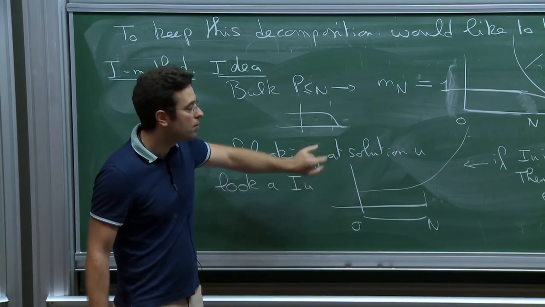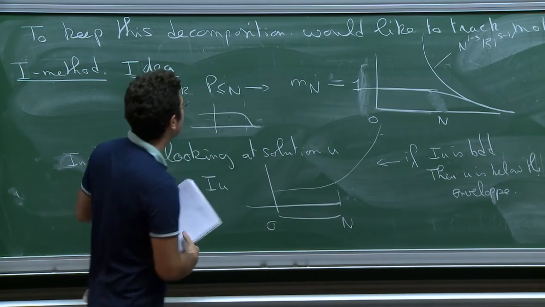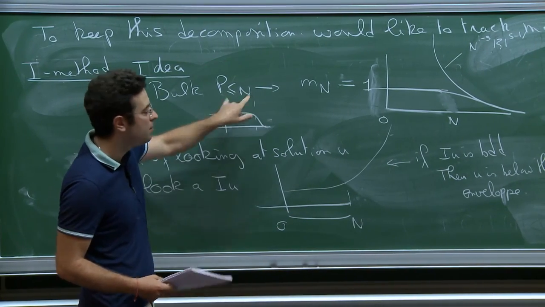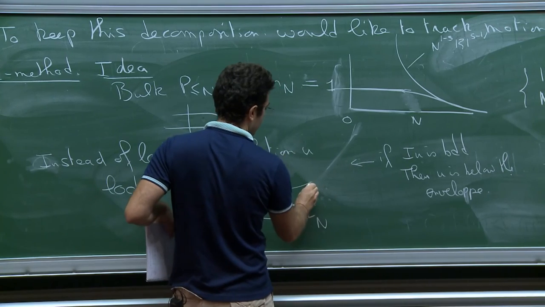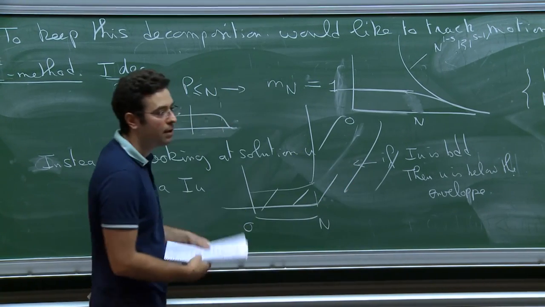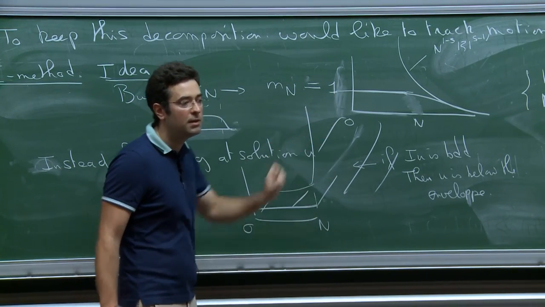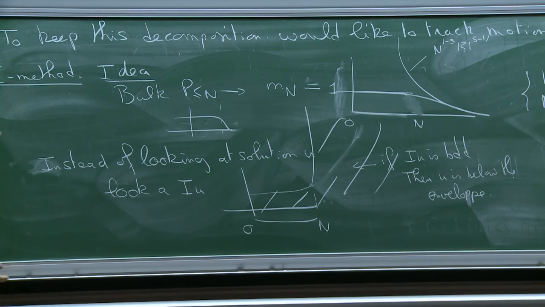And observe that this is much better than if you had enforced your solution to only have control on this times your solution, because if you have control of p to the n times u, then you only know that your solution is below this envelope. And so there is a way that it could go to infinity too fast for it to be under control.